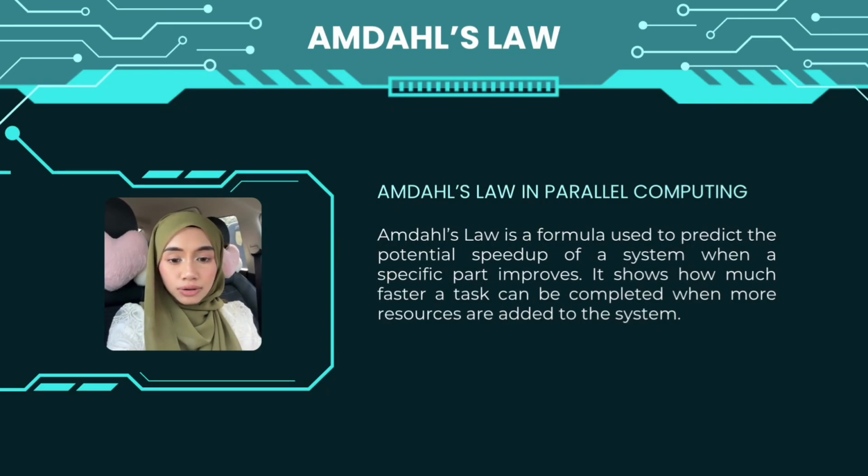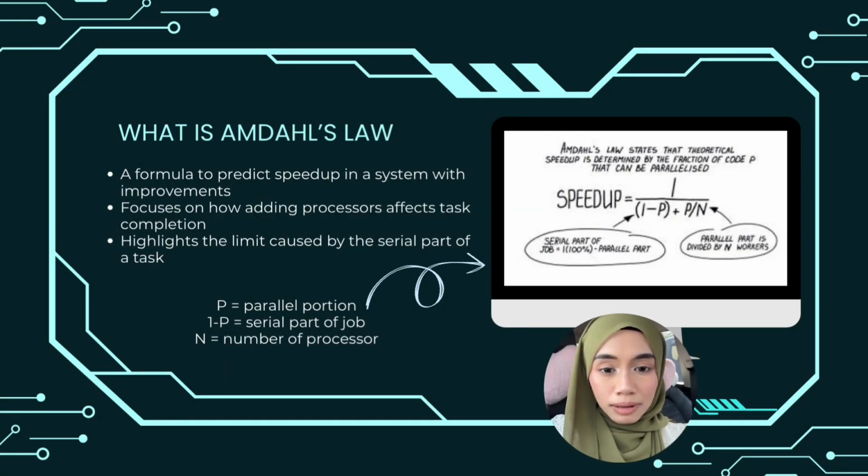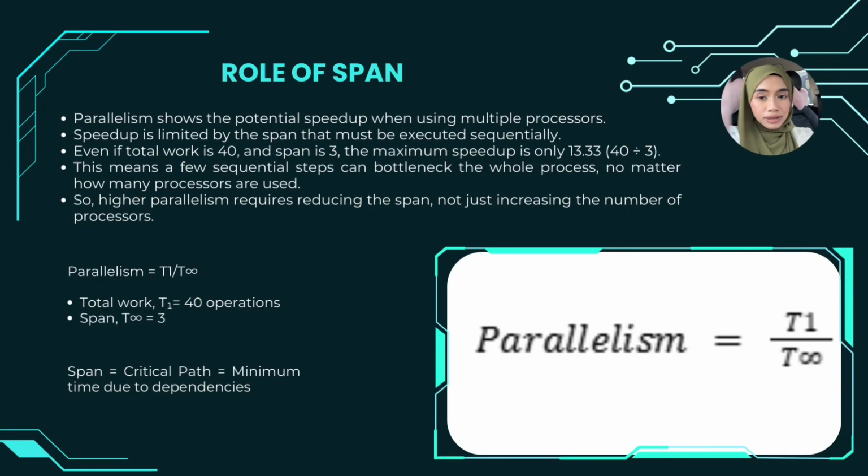Amdahl's law is a formula used to predict the potential speedup of a system when a specific part is improved. It shows how much faster a task can be completed when more resources are added to the system. This is the formula for speedup, which is 1 over (1 minus p plus p over n), where p is the parallel portion, 1 minus p is the serial part of the job, and n is the number of processors. Span represents the minimum time required due to sequential dependency, and the formula for parallelism is T1 over T infinity, where T1 is total work and T infinity is the span.